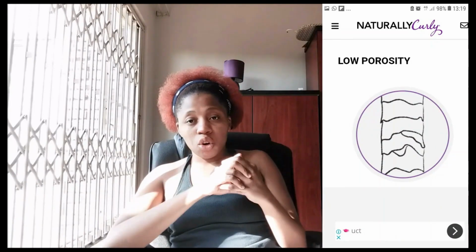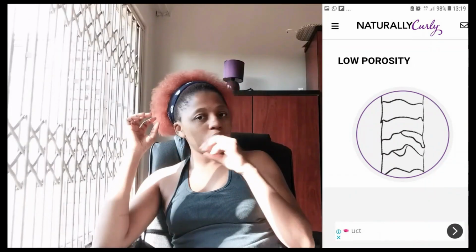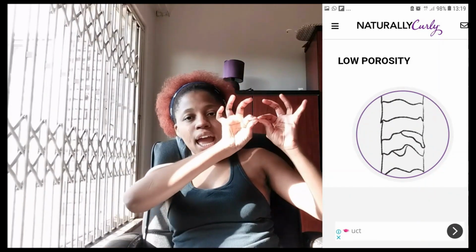Low porosity hair consists of tightly bound cuticles which overlap each other like scales. They are tightly close together and lay flat. Here's a picture of an example of what a strand of low porosity hair looks like. When you take one strand of low porosity hair and run your finger along it, it will feel smooth and there are no holes or bumps on the hair. So it's like closed up.